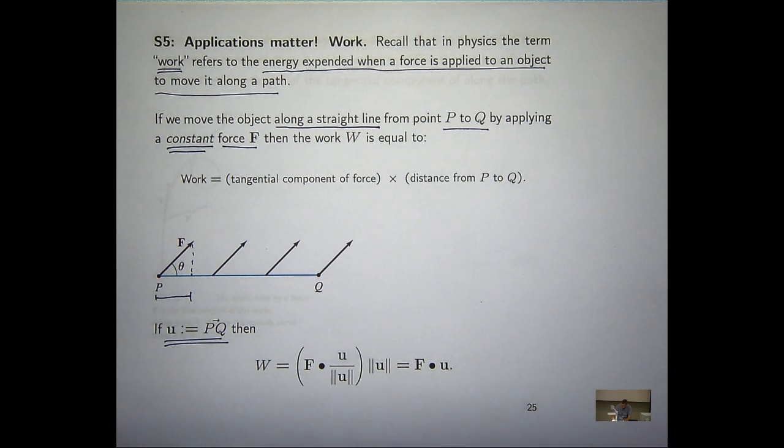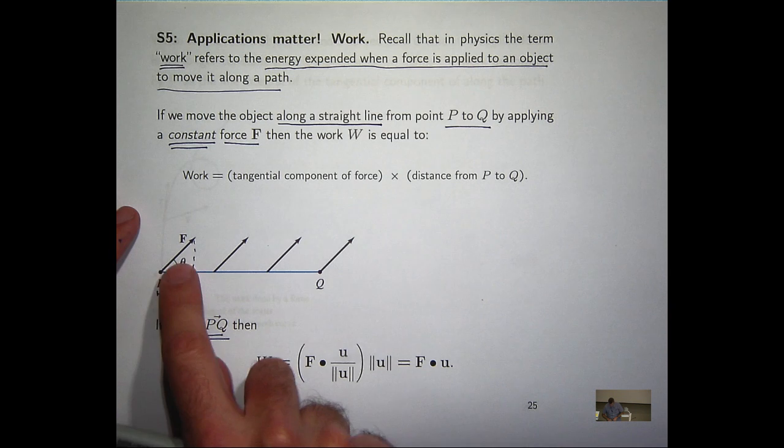Can I have a show of hands? Who has a vague recollection of calculating the work or looking at the work in this context? Okay, a few people. Okay. Don't worry if you haven't seen it.